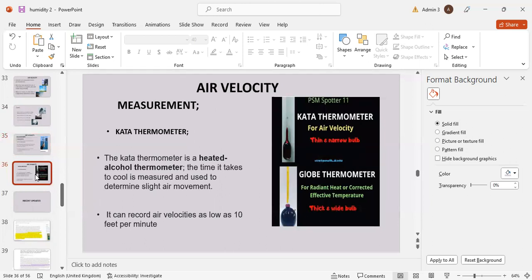Another instrument to measure air velocity is the Kata thermometer. The Kata thermometer is a heated alcohol thermometer. The time it takes to cool is measured and used to determine slight air movements. It can even record air velocity as low as 10 feet per minute. And then come the recent updates.